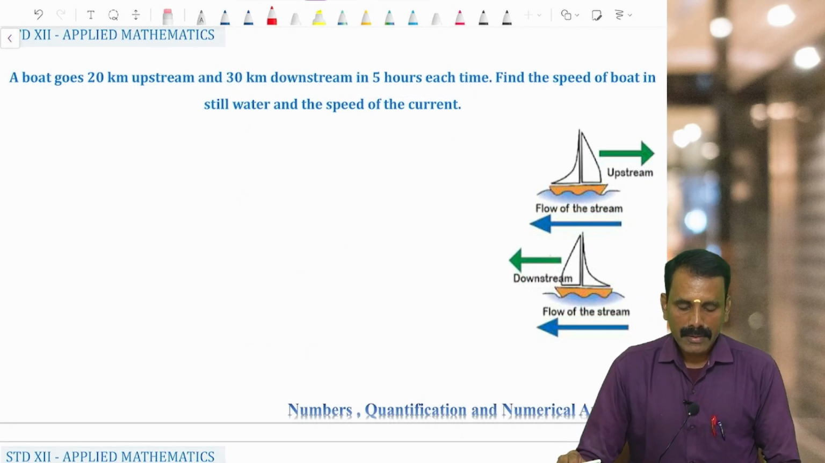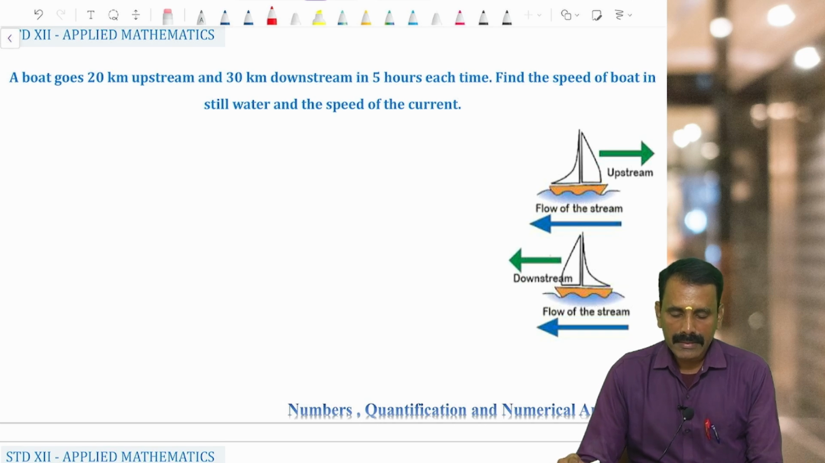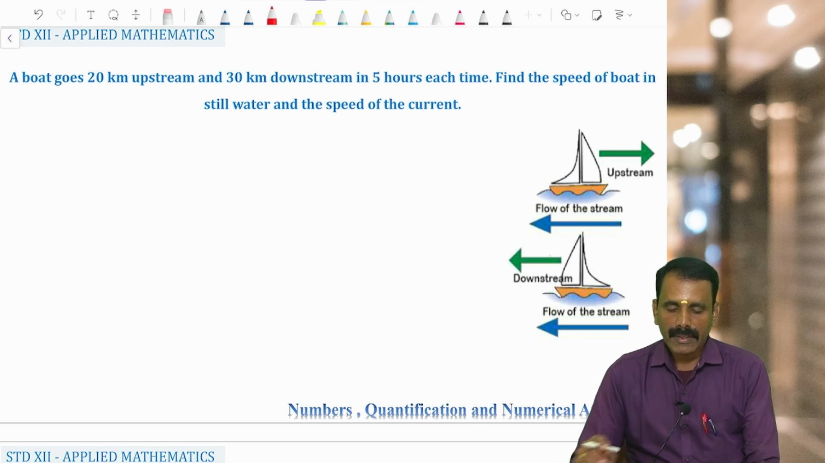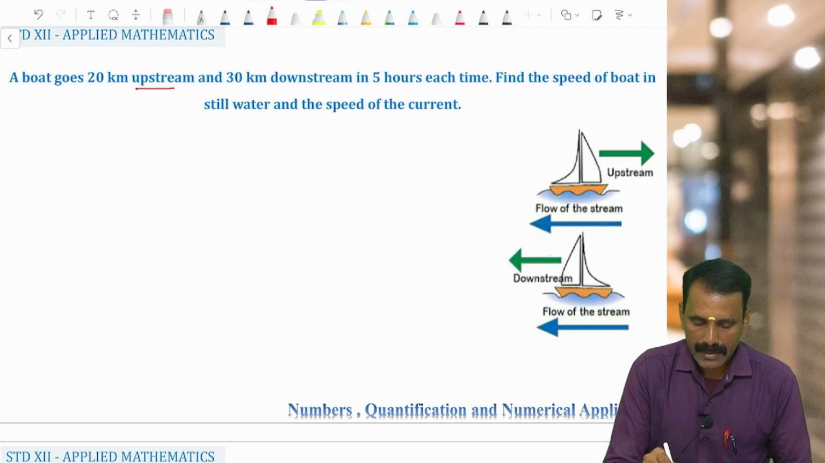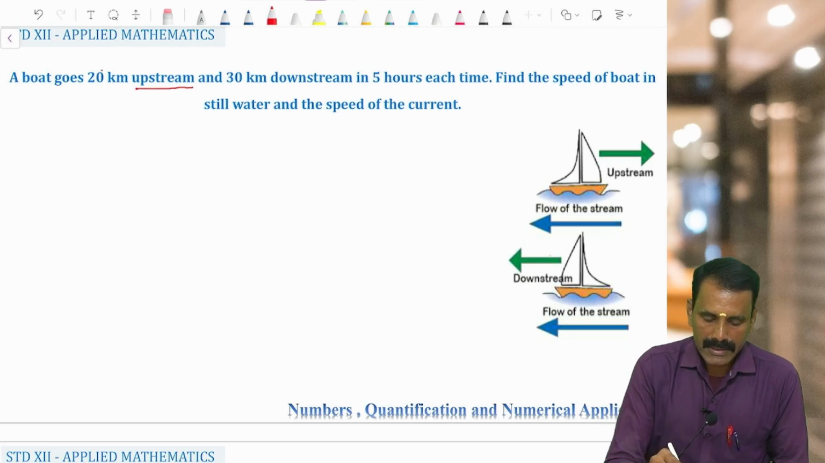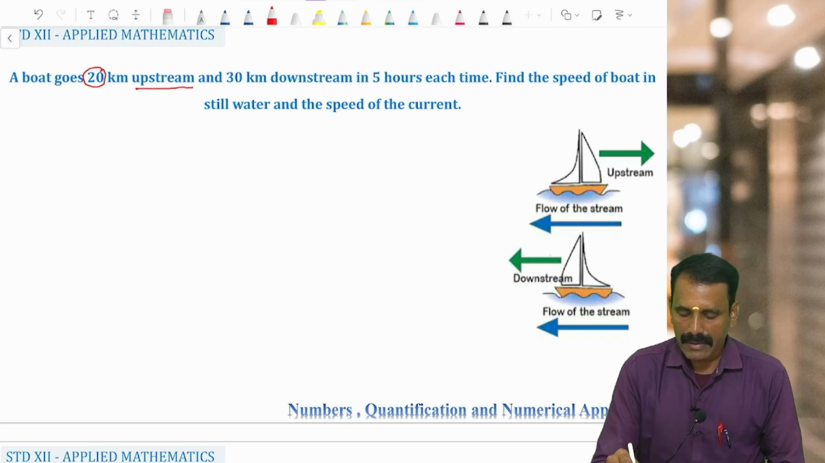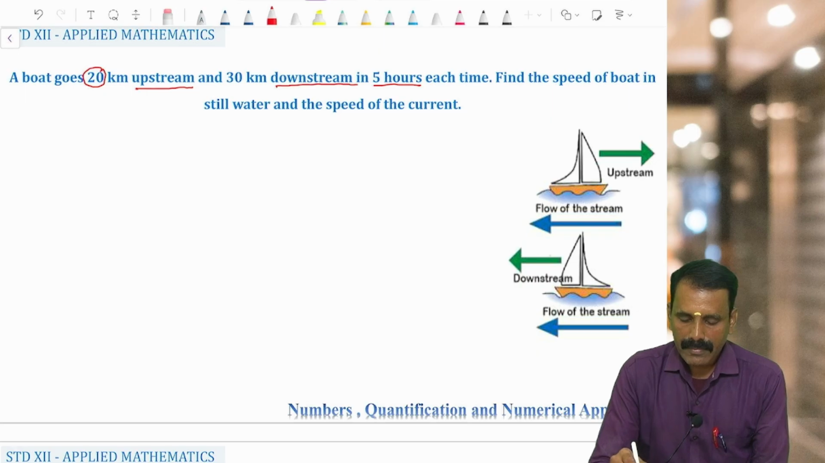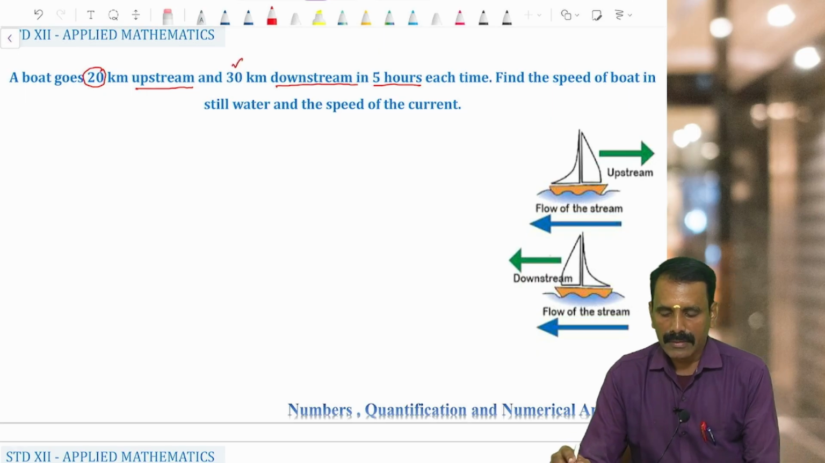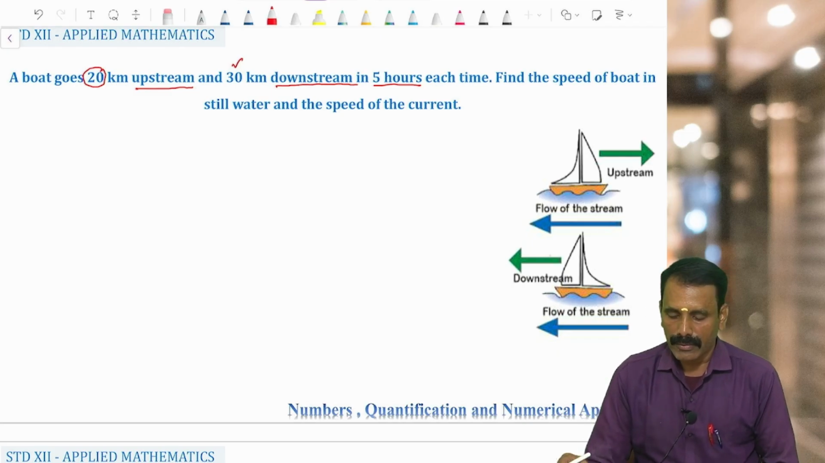A boat goes 20 kilometers upstream and 30 kilometers downstream in 5 hours each time. So every time it takes 5 hours. When it goes upstream, it takes more time, so the distance is very less. Only 20 kilometers is covered in 5 hours. When it is going downstream, it covers a distance of 30 kilometers. In such a situation, we are supposed to find the speed of the boat in still water and the speed of the current. So the speed of the flow of the water, we are going to find out.